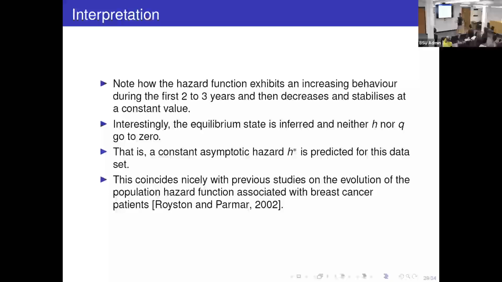This is actually what Royston and Palmer found in 2002, where they calculated the hazard function using splines, and they tuned the choice of the nodes and so on. They found that around 2 years there was a change in the behavior of the hazard function. But perhaps there are people in the audience who can explain it better.